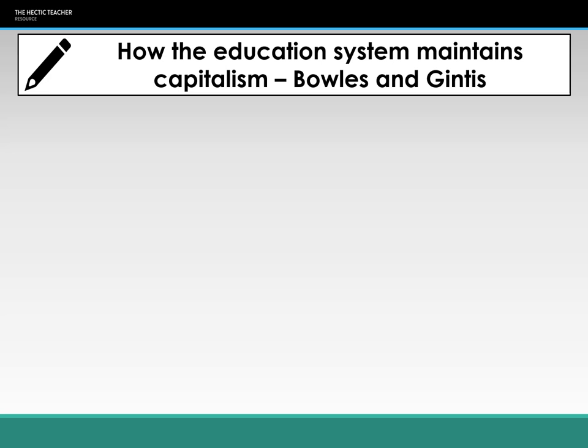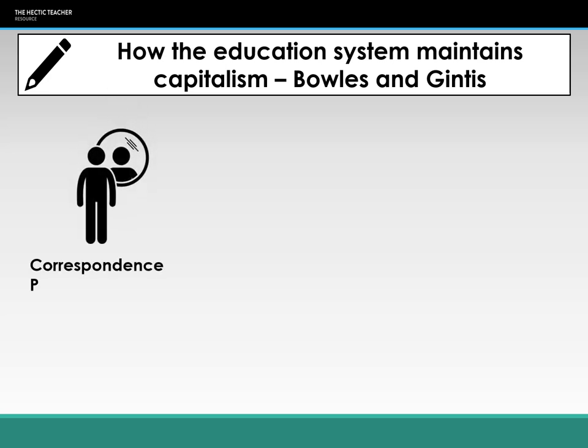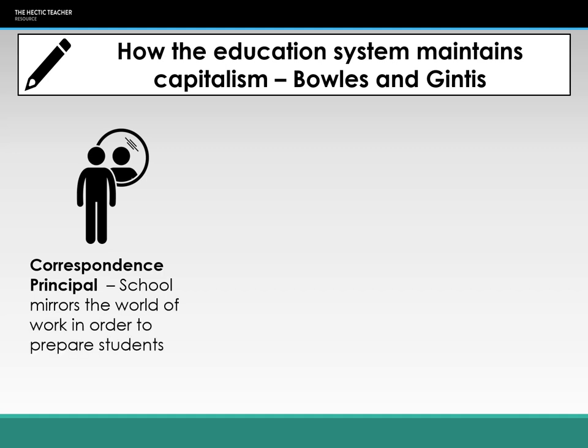Okay. So the next part of the Marxist view of education comes from Bowles and Gintis, who argue that the purpose of education, the function of education, is helping to maintain the capitalist system. And the first way that they suggest that that is done is through the correspondence principle. And this is the idea that schools mirror the world of work.